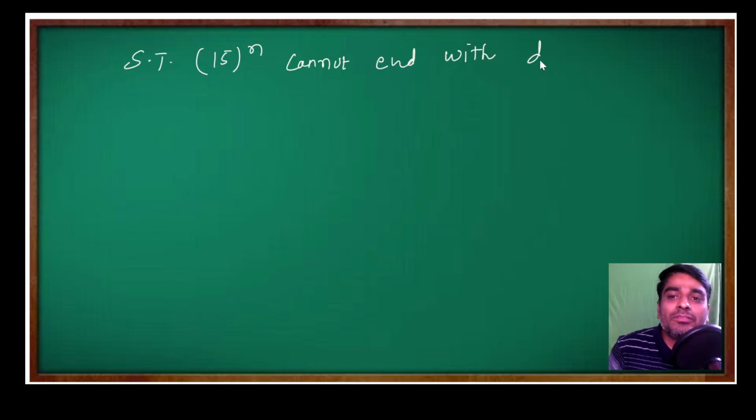Okay, show that this type of question is also very important. 15 to the power n cannot end with digit 0 for any natural number n. For any natural number n, show that.